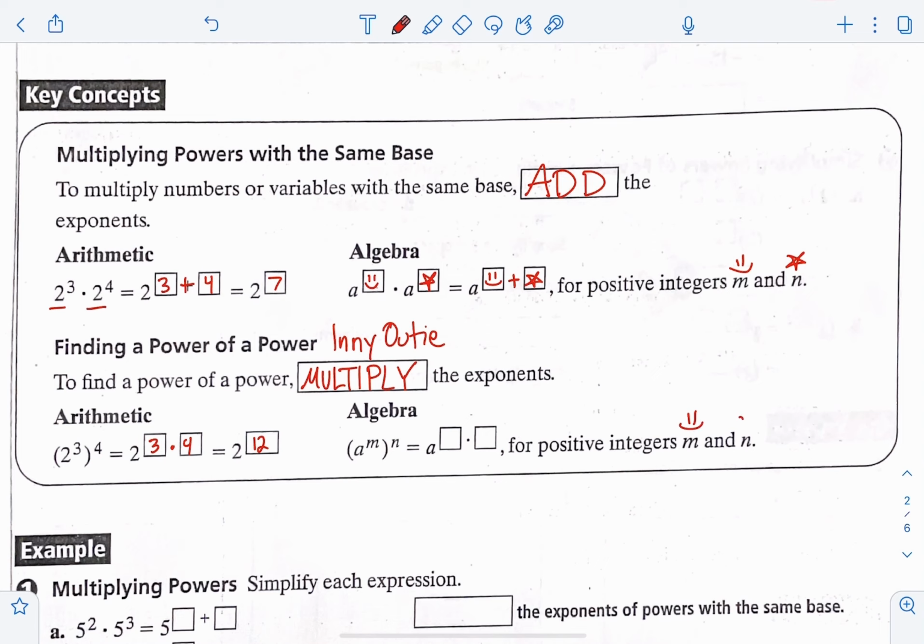Okay, we're going to use our smiley face and our star again. So if this is a smiley face and this is a star, I have a to the smiley face, all to the star. Okay, so for any outies, you're going to multiply the exponents. For ones where they just have the same base and they're being multiplied, you're going to add the exponents.